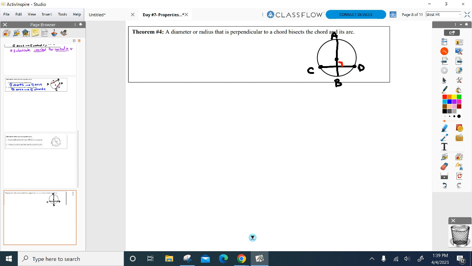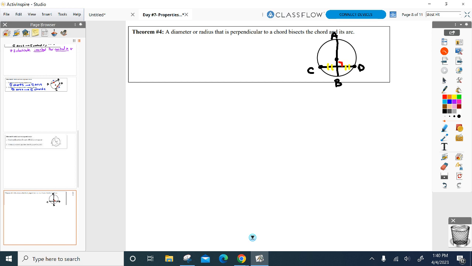If we have a chord perpendicular to a diameter, the chord gets bisected. There's another vocab word from the past, right? The chord gets bisected. So can you add a little bit extra markings now that you know that theorem? If a chord is perpendicular to a diameter, the chord gets bisected. Not the diameter, the chord gets bisected.